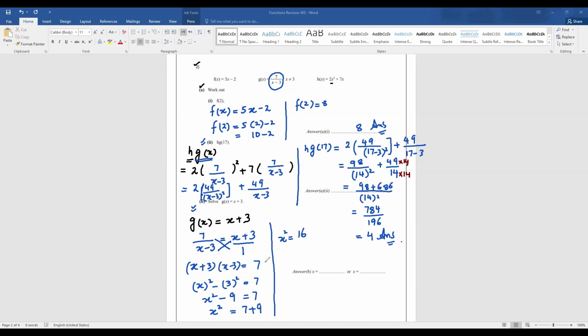We want to simplify this one. This is x square, so by taking the square root on both sides, this will be square root of 16. And for x, we will get two values with the plus minus 4. The answer for this part is positive 4 and negative 4. This is the answer for the B part of question number 2.